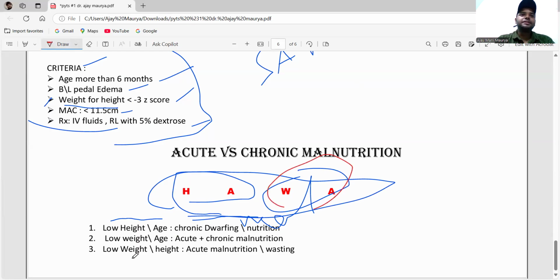Next one here is WH, weight for height. From this you have to take the weight for height. You have to see the acute malnutrition or wasting. Guys, if you remember these two, it will automatically help you mark the correct answer. So, guys, these are the examples you have to remember.